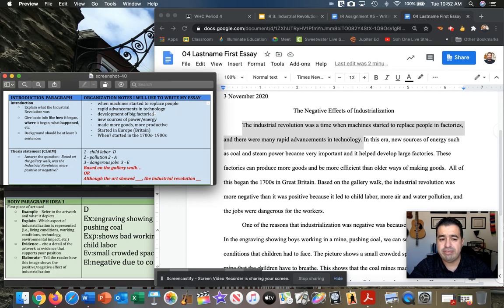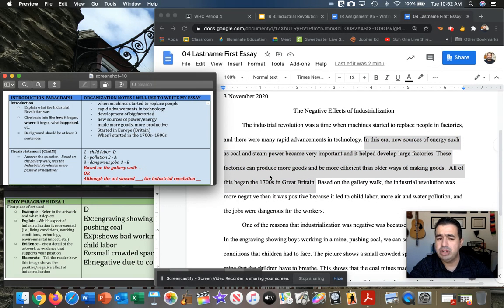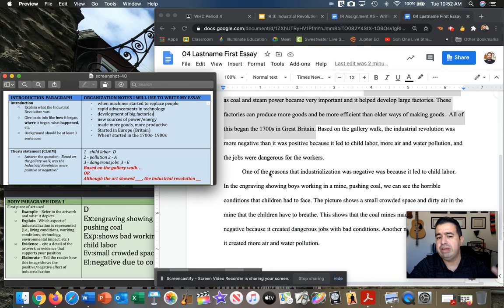Then the next bullets are about developing factories, new sources of energy. I asked you to give me basic info. How did this happen? Where did it happen? When did it begin? And it says to give me about 3 sentences. So look at my next 3 sentences. In this era, new sources of energy such as coal and steam power became very important, and it helped develop large factories. These factories can produce more goods and be more efficient than older ways of making goods. All of this began in the 1700s in Great Britain. So I gave you some basic background, and you can write more. You can write yours better than this. I'm just giving you a very basic example of how I take what I wrote in my notes and put it into my paragraph.